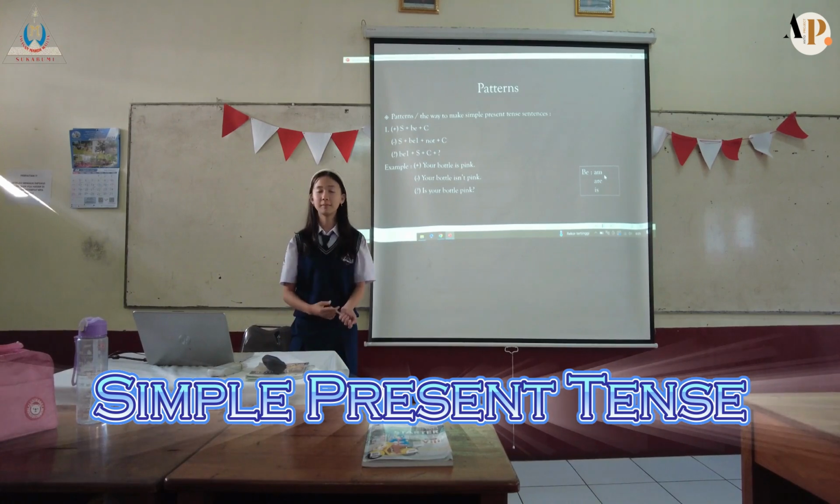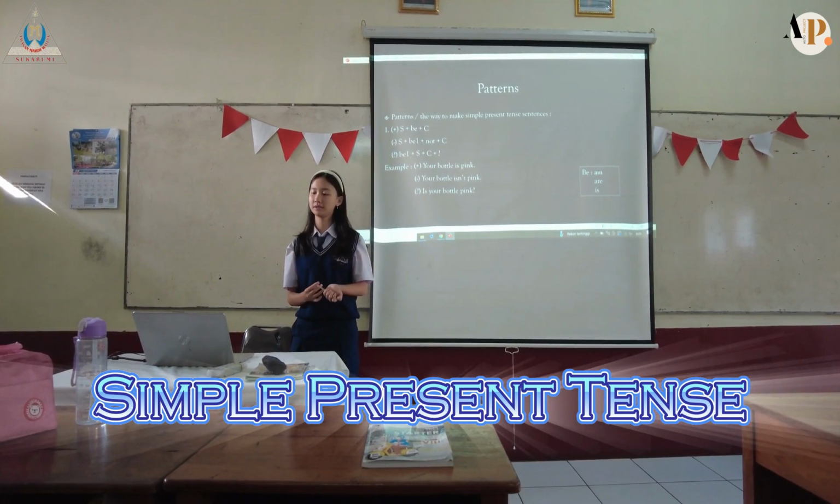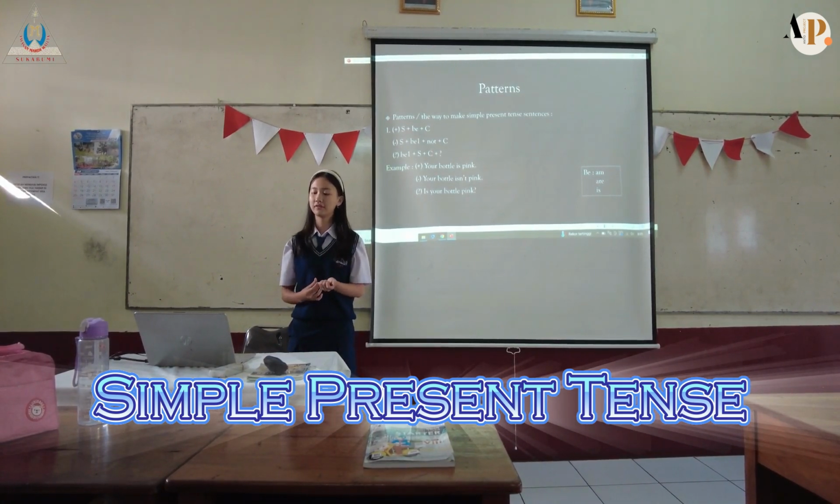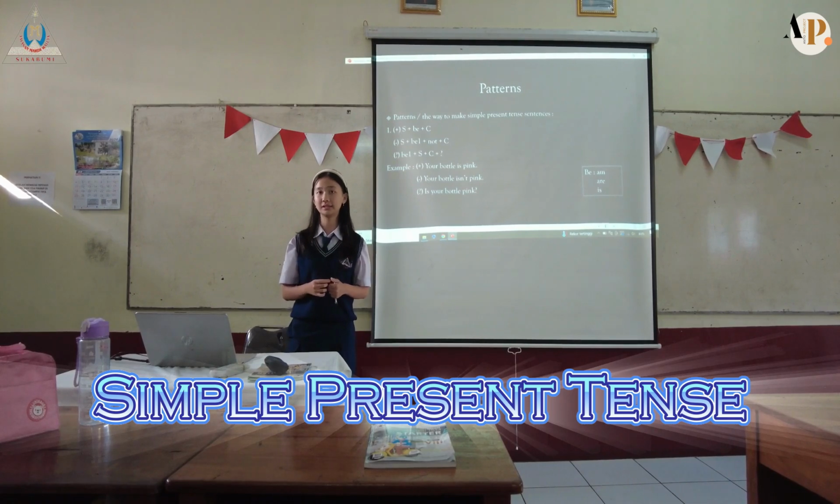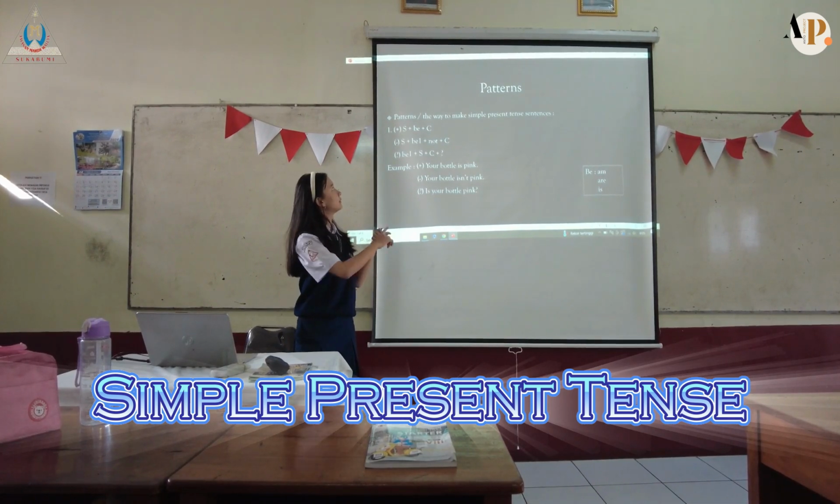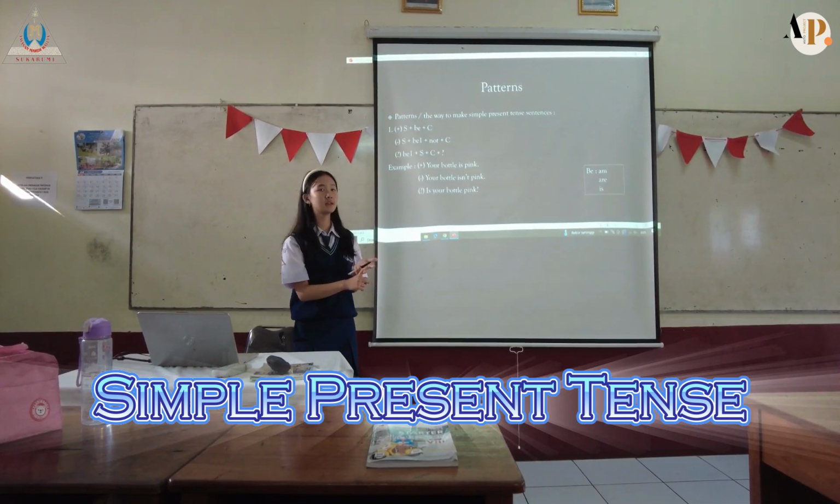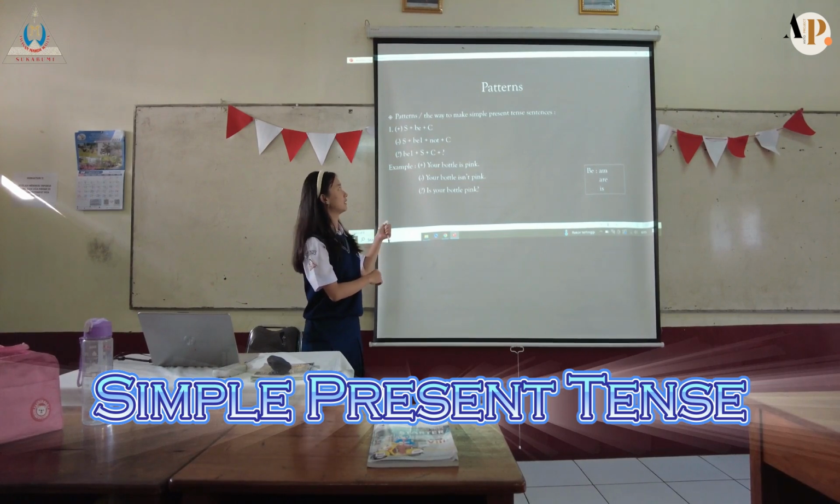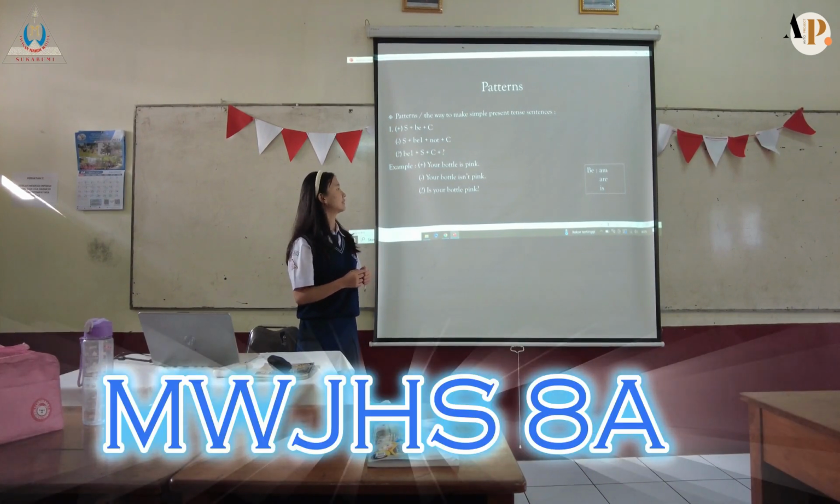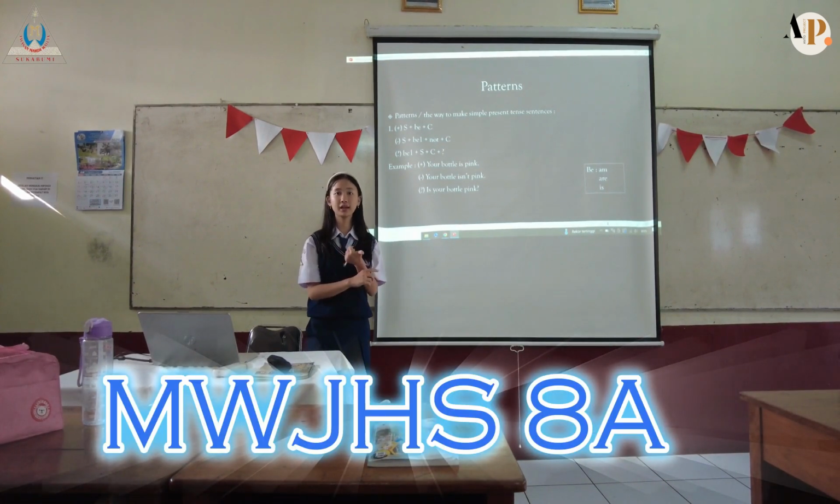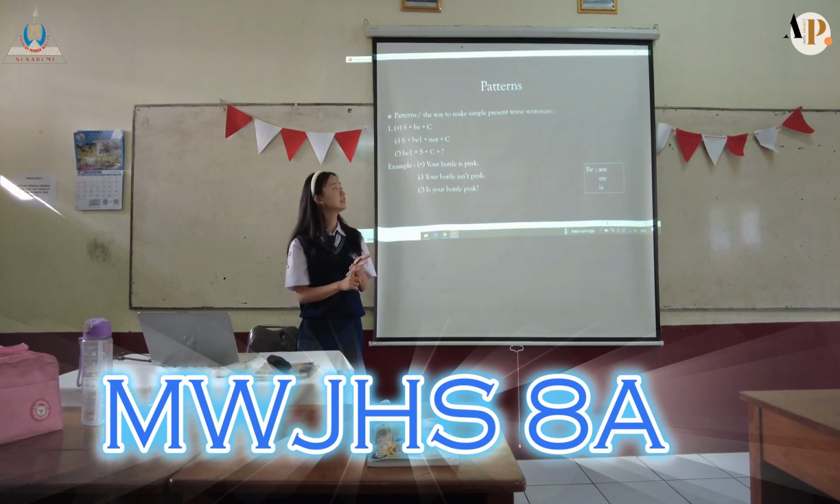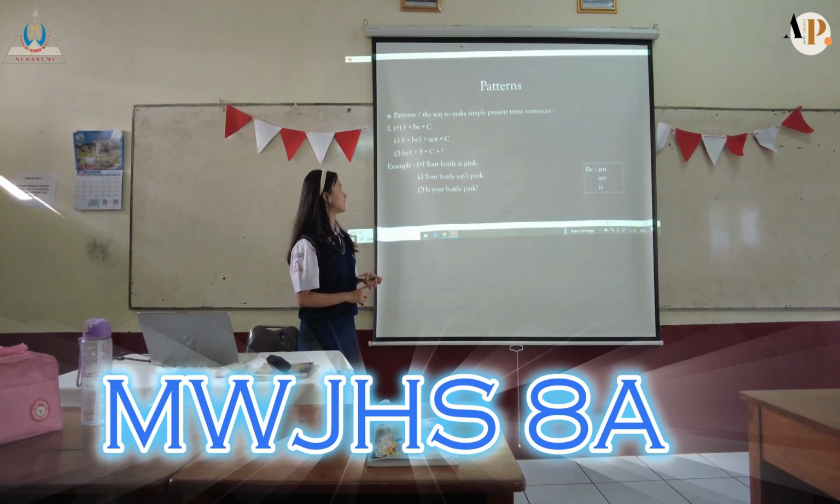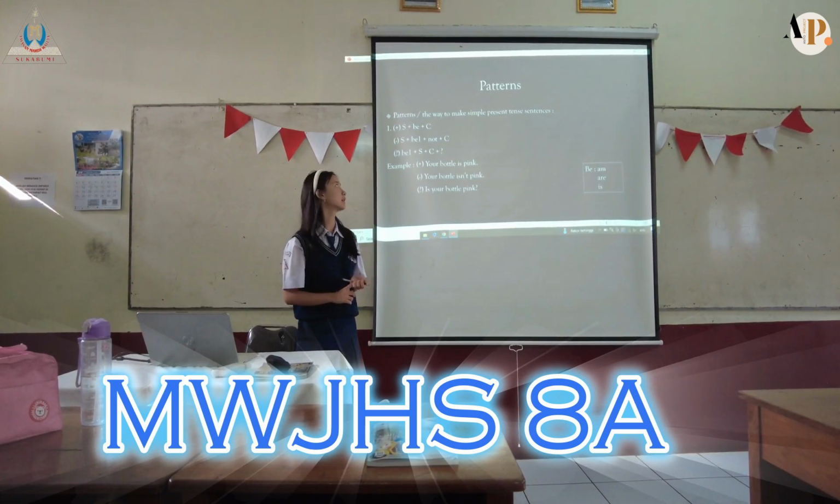There are some patterns to make simple present tense sentences. The first pattern, for the positive sentences, we use subject, be, and complement. The example is your bottle is pink. For the negative sentences, we use subject, be, not, and complement. The example is your bottle isn't pink.